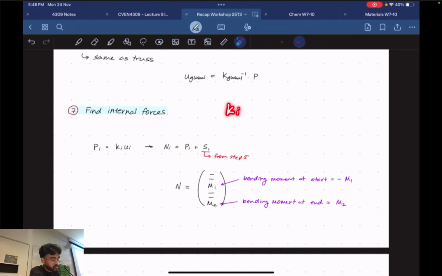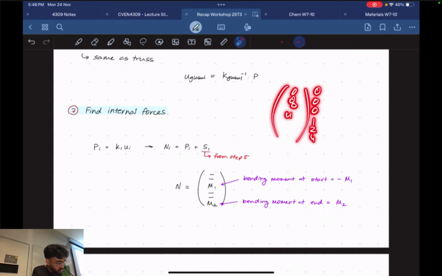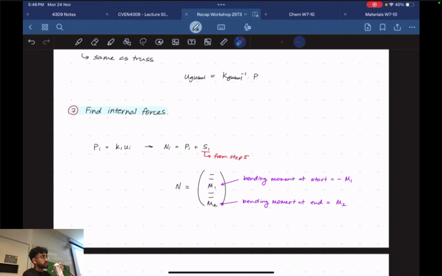KI stands for your local stiffness matrix. So you're gonna sub in your local stiffness matrix and your local displacement vector as well. That's going to be a 6x1 vector. So if your location vector is 0, 0, 0, 1, 2, 3, then these are just going to be 0, and then you sub in U1, U2, U3. If it was like 0, 0, 0, 1, 2, 4, then it would be 0, 0, 0, U1, U2, and U4. So it has to correspond to the degree of freedom that you're looking at.